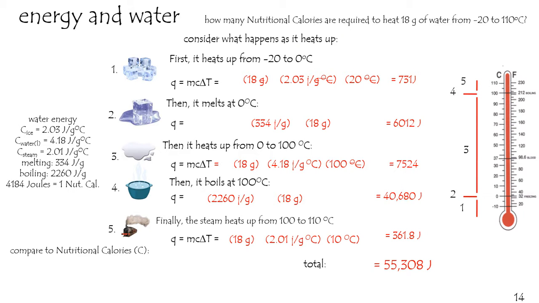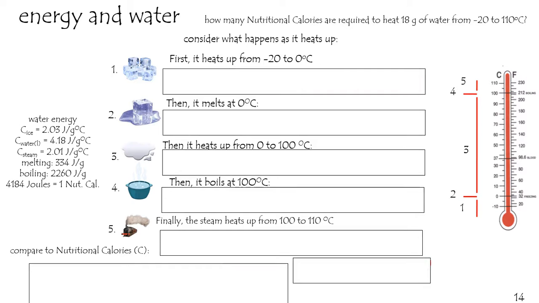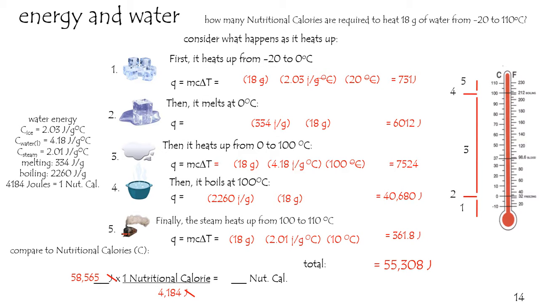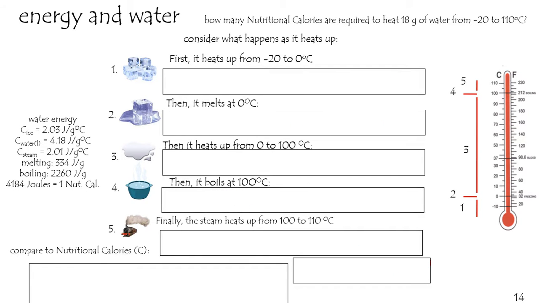Is that a lot? Let's compare it to nutritional calories, something you're probably familiar with. There's 4,184 joules in a nutritional calorie, so that reduces it a lot. And we're only talking about the energy in perhaps a potato chip or two, to heat 18 grams of water from -20 all the way up to 110.